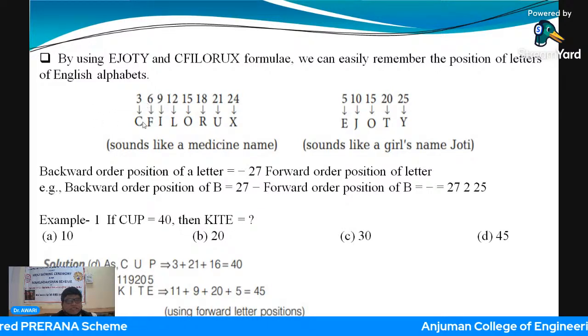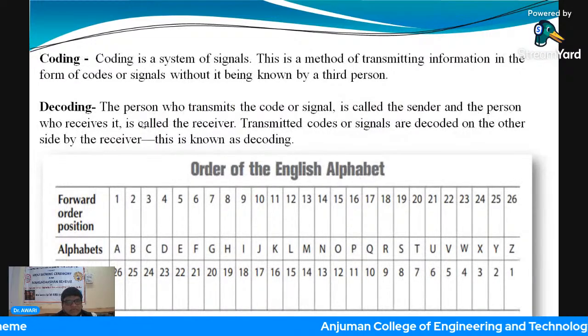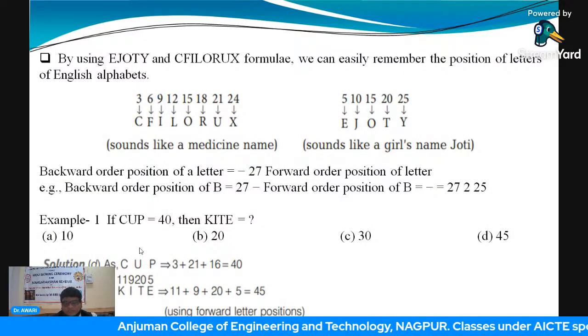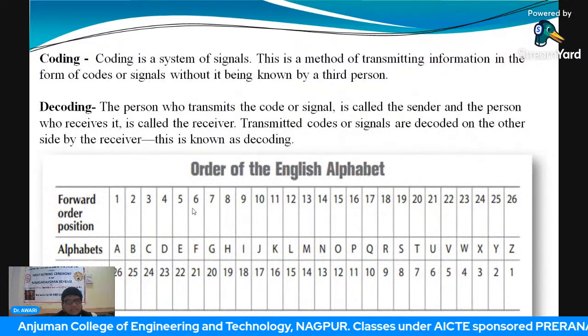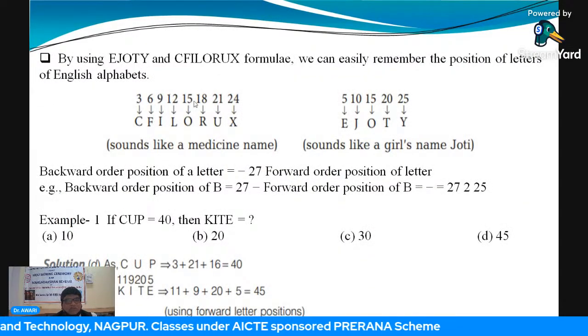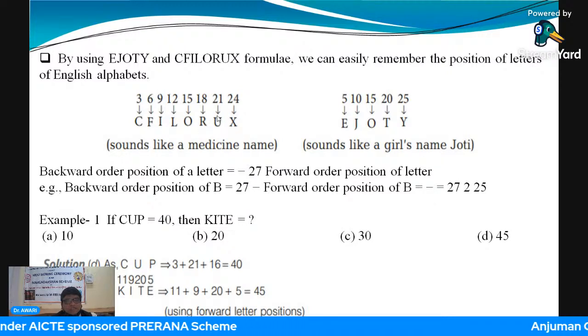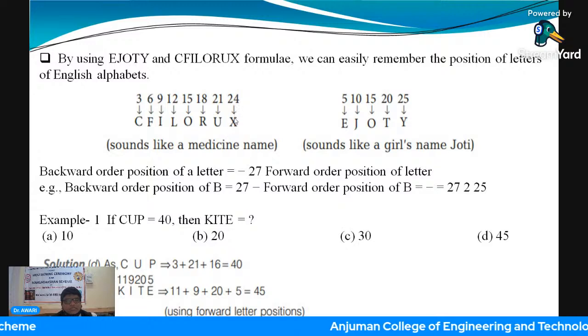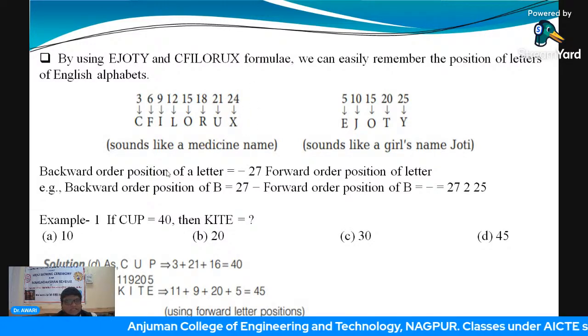So 3 means C. Look at this one, 3 is nothing but C. F is nothing but 6, the 6th position. Then L is 12th position, O 15th position, R 18th position, U 21st position, X 24th position, then XYZ. So Z is nothing but the 26th position.